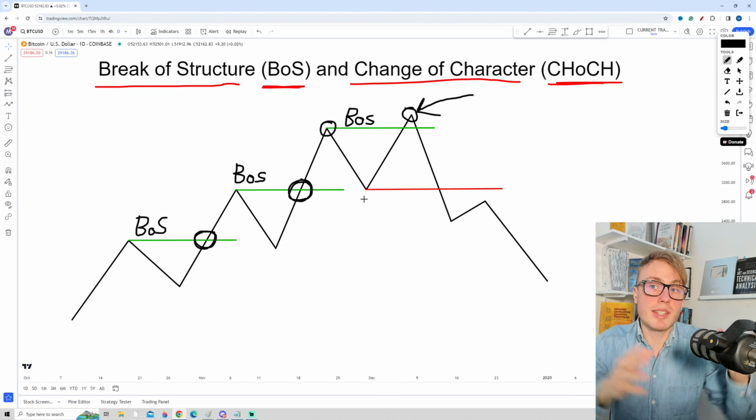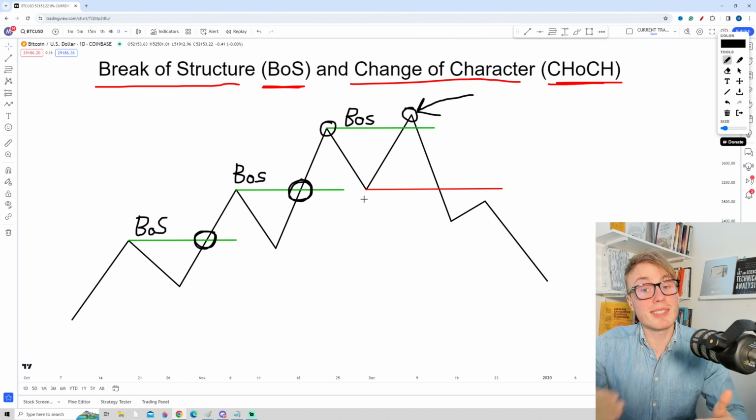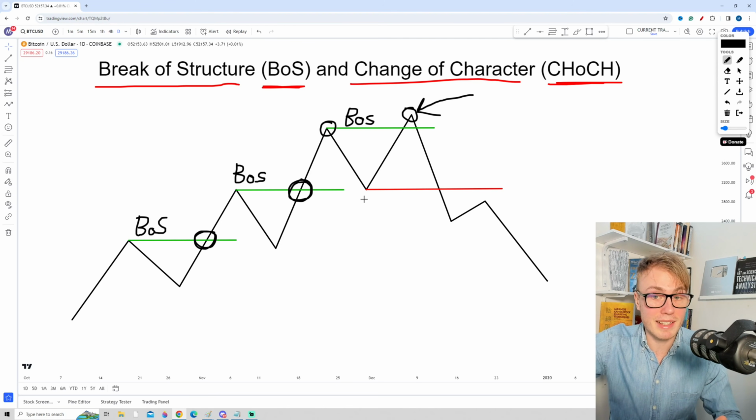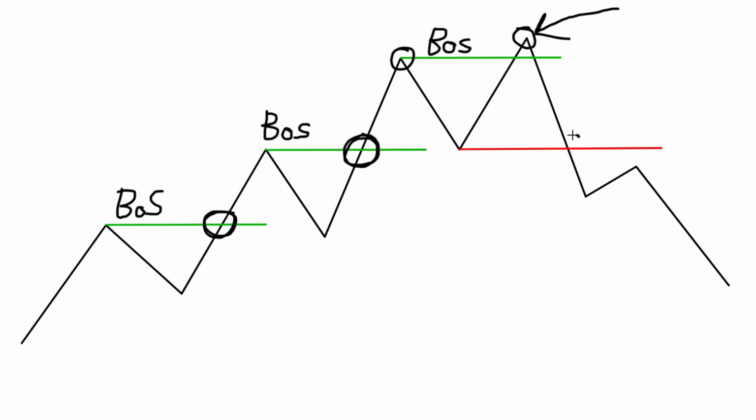On the other hand, a change of character happens when the price can no longer maintain the trend. So you can actually see at this point right here, the price broke below the major low. And in order to have an uptrend, we need to print higher highs and higher lows. So when we break below this point, we are no longer in an uptrend. So this right here is a change of character.